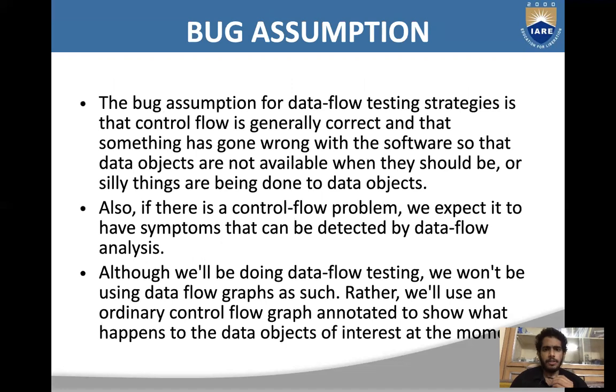The bug assumption of our data flow testing strategies is that control flow is generally correct and that something has gone wrong with the software so that the data objects are not available when they should be, or silly things are being done to the data objects. Also, if there is a control flow problem, we expect it to have symptoms that can be detected by data flow analysis.